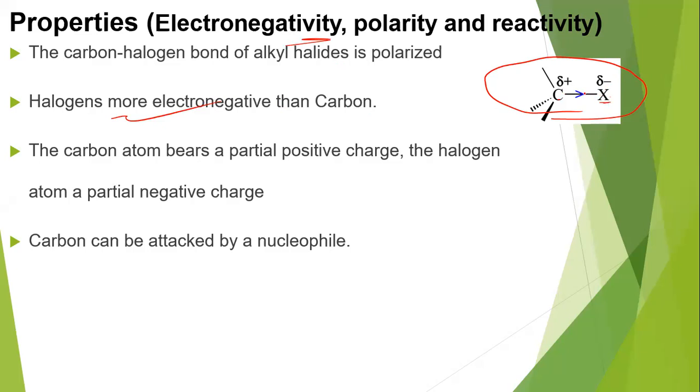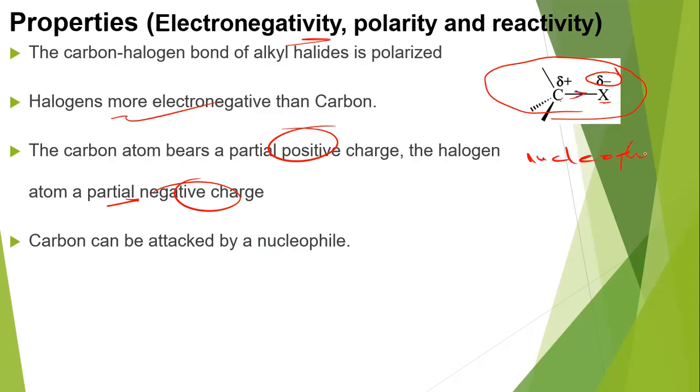Because the halogen is more electronegative, it can shift the electron towards itself. When it does, it becomes partially negative, as if it was gaining the electron as an anion. And then carbon becomes partially positive, as if it was losing the electron, as in the case of a cation, right? So carbon bears a partial positive, halogen bears a partial negative. Now, because the carbon is partially positive, it can be attacked by a nucleophile.